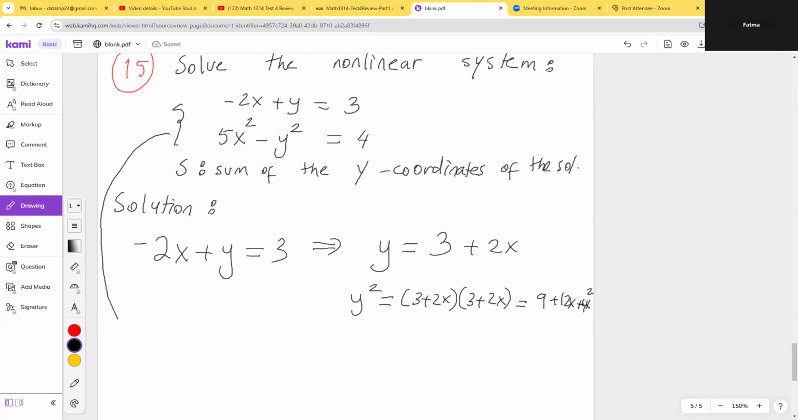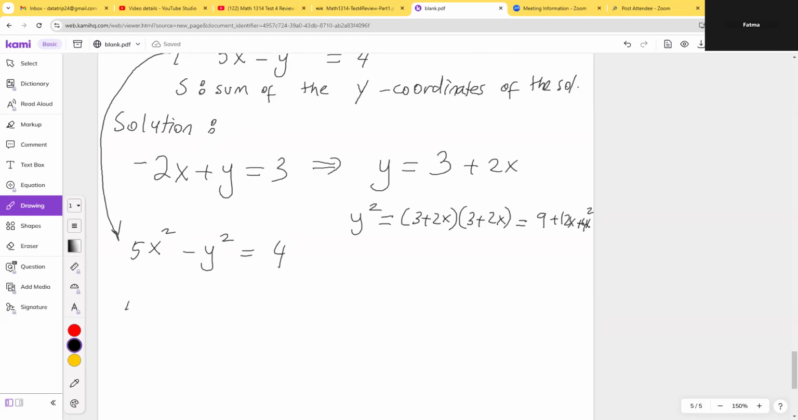So from the problem, we have this given equation, 5x squared minus y squared is equal to 4. So I'm going to copy the 5x squared, but instead of y squared, I'm just going to write down what I figured out. Y squared is the exact same thing as 9 plus 12x plus 4x squared, and this must be equal to 4. The reason we are trying to change y squared with this is so that the equation can be only in terms of x. So organize it.